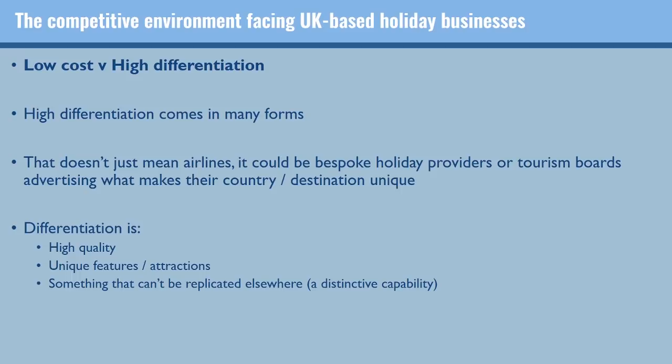I'm not going to give any real prominent examples, but just to talk a little bit about what differentiation is. Differentiation is having high quality, having unique features and attractions, or having something that can't be replicated elsewhere. So that is going to be a little bit easier in the niche markets, especially with those bespoke holiday providers.